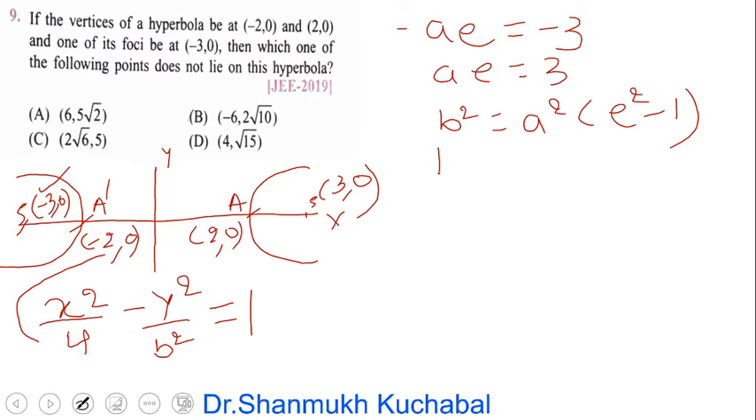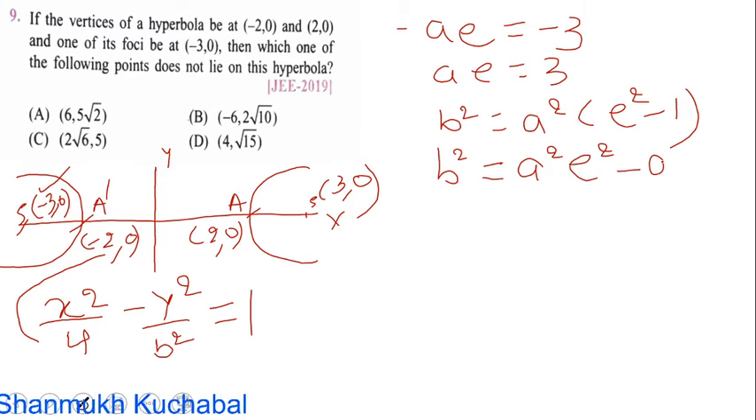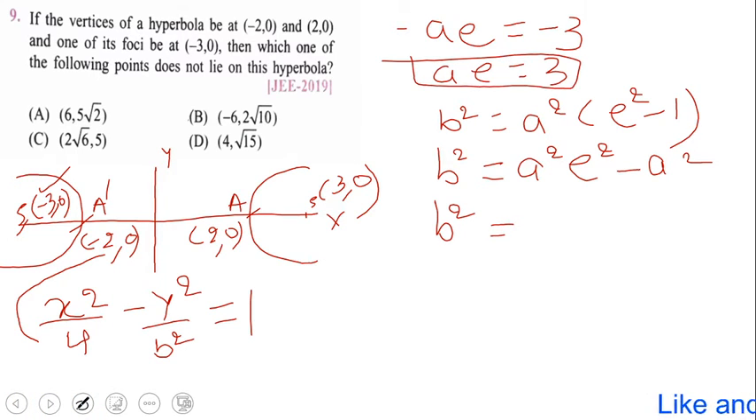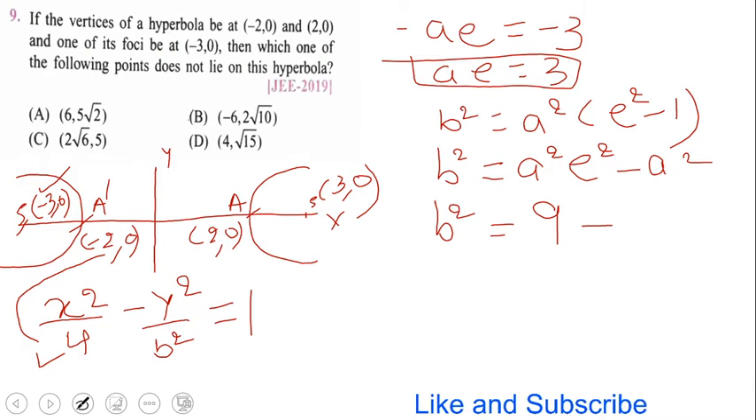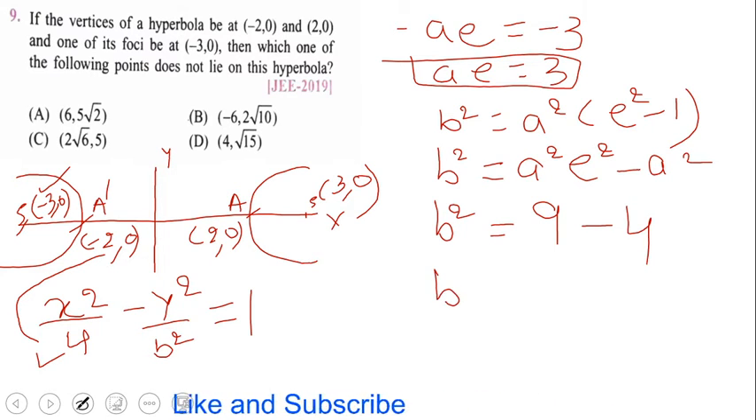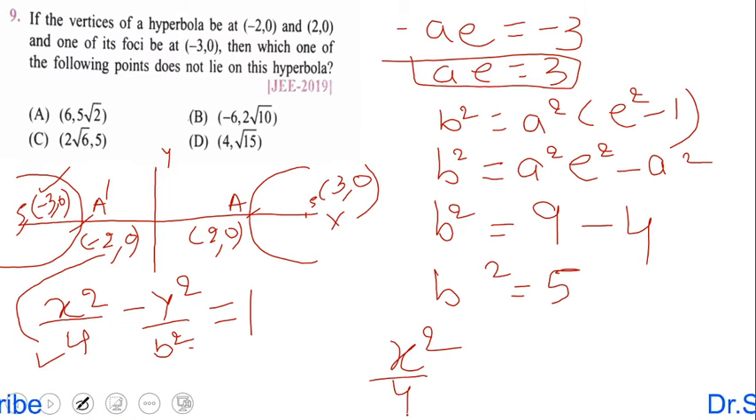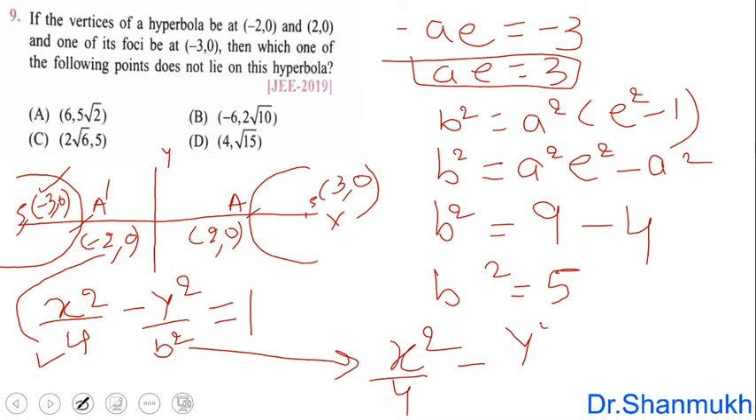Then a square will multiply to the right-hand side, so a square e square minus a square. Then further b square equals a square e square minus a square, so we know ae is 3, so square is 9, minus a square, a is 2, 2 square is 4, so b square we get as 5 here. So the standard form will become x square by a square, which is 4, minus y square by b square, which is 5, equal to 1 here.